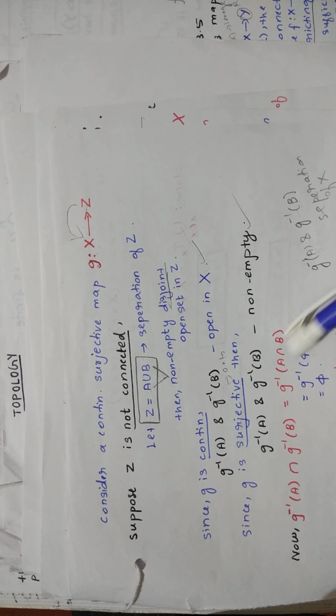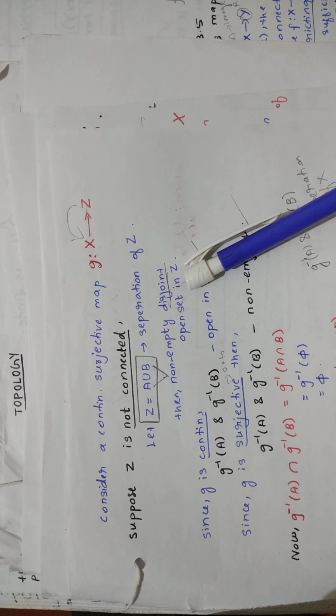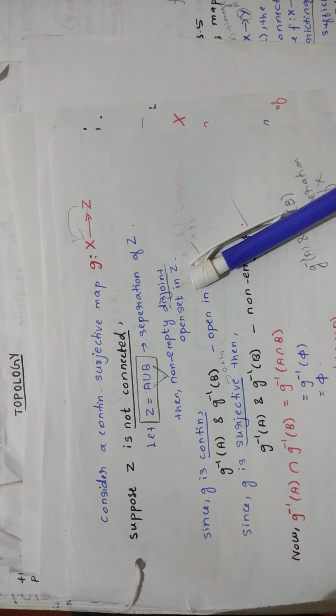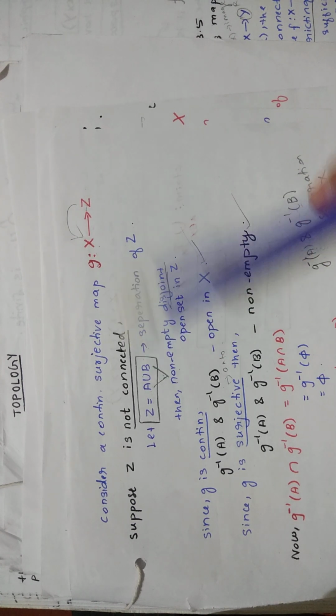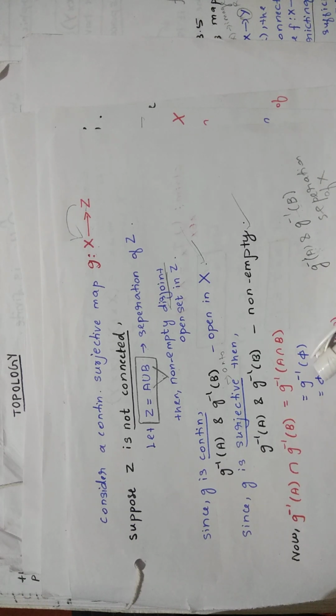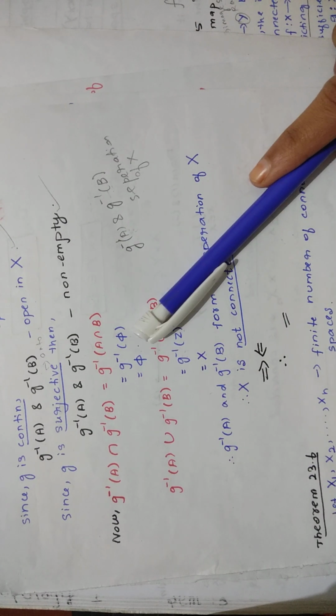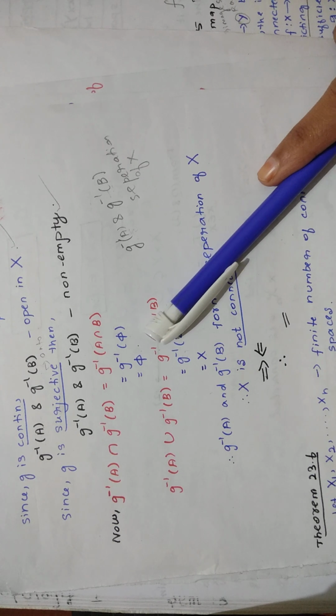You know that A intersection B is empty because they are disjoint, right? A and B are disjoint. Disjoint means when you find the intersection of these two, A and B, you will get empty. There are no elements common to both A and B. So that is why g inverse of empty set is empty.